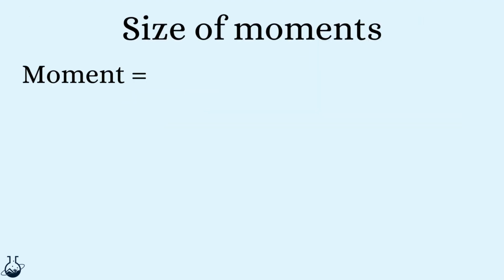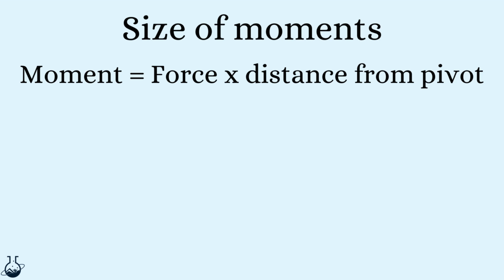Now, how big or small a moment is dependent on two things: the size of the force applied to the object and how far away the force is applied from the pivot. This distance should be perpendicular to the pivot.